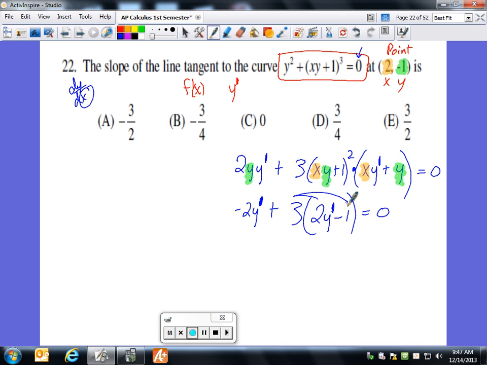Distributing this really quickly will give us plus 6y prime minus 3 is equal to 0. Negative 2y prime still. So this will give me a 4y prime is equal to 3, because I combine like terms and move this over. So therefore y prime is equal to 3/4. So D would be the answer for 22.